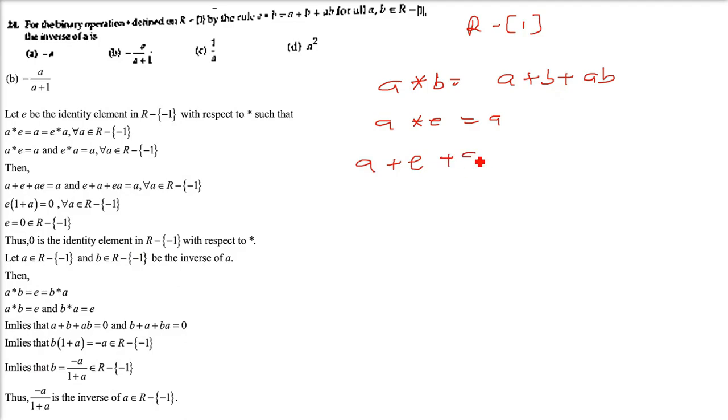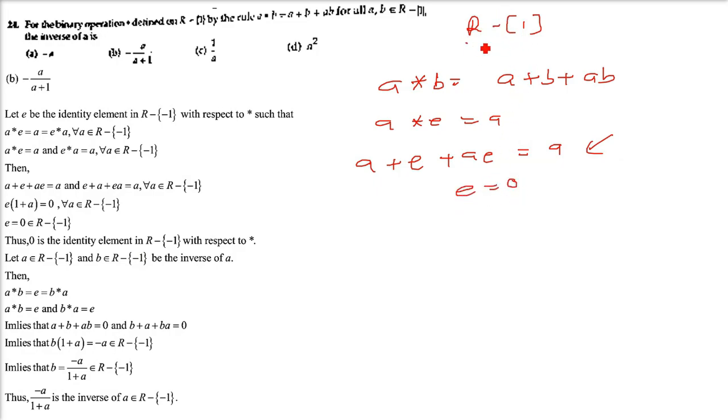For the binary operation star defined on R minus 1 by the rule, what is the rule? There is all real numbers except 1. A star B is equal to A plus B plus AB for all A and B belonging to R minus 1. The inverse of A is, so for inverse you need the identity element. Let us see the identity element. If we operate A with that identity element, A should come. So A star E will be A plus E plus AE equals A. So same as the previous question, E is 0.